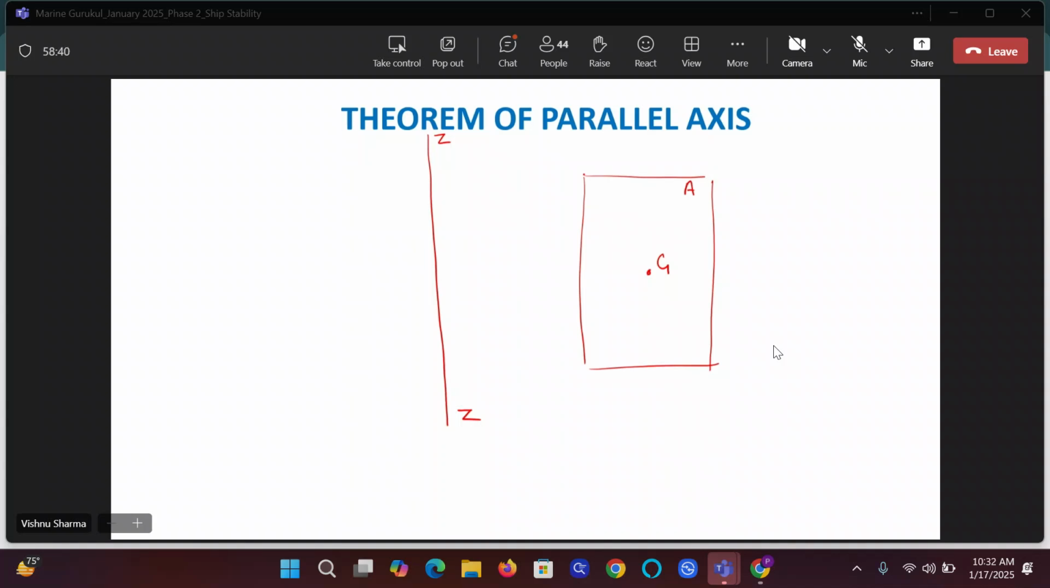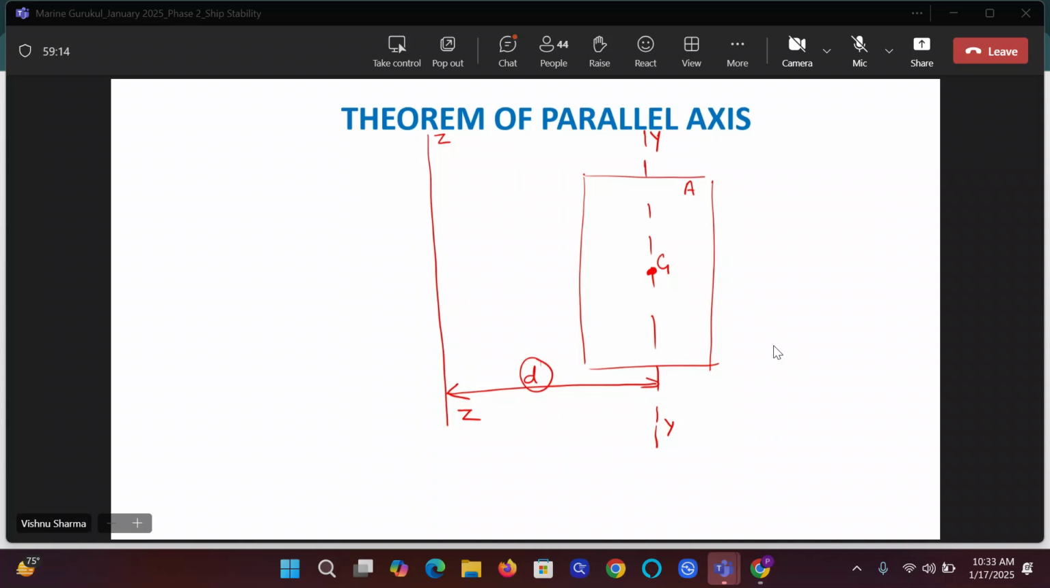We draw an axis through the centroid of the area parallel to ZZ. So we draw an axis parallel to ZZ through the geometric center. Let me call it YY. So what is YY? YY is an axis drawn through G parallel to ZZ, the axis about which you need moment of inertia. Now, these two axes being parallel, you find the perpendicular distance between them. Let us say the distance is D.